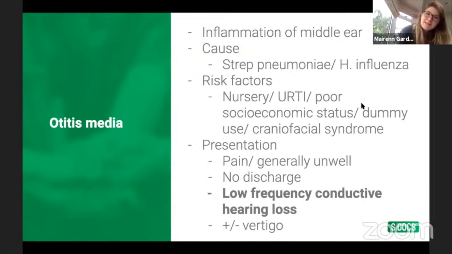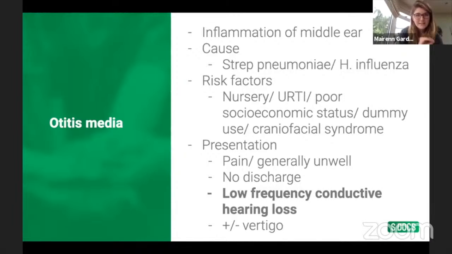Then going on to otitis media. So this is inflammation of the middle ear. It's most common after an upper respiratory tract infection in young children, and therefore the cause tends to be either Streptococcus pneumoniae or Haemophilus influenzae. Risk factors for this include nursery, upper respiratory tract infection, like I've just said, poor socioeconomic status, if they use a dummy, and craniofacial syndrome, so Down syndrome or Turner's.